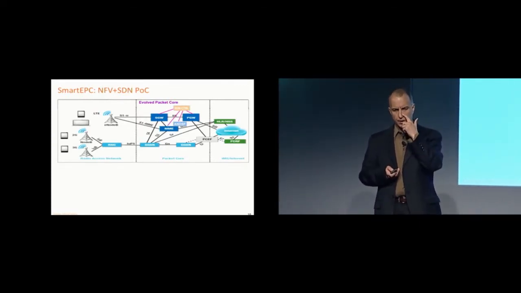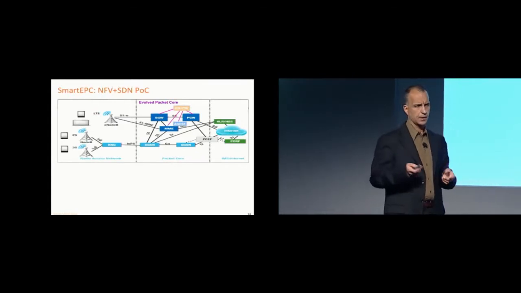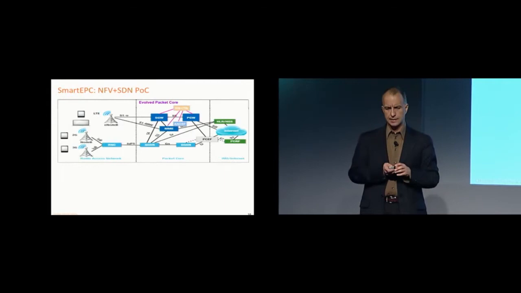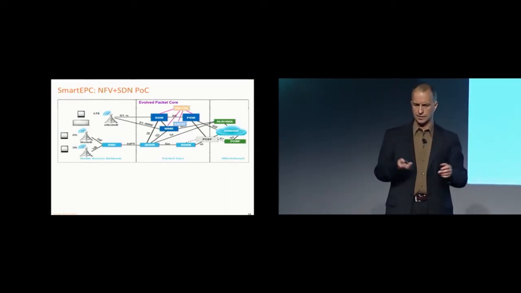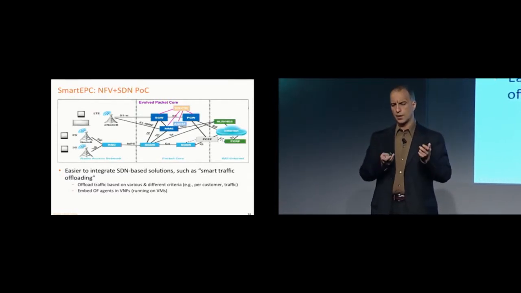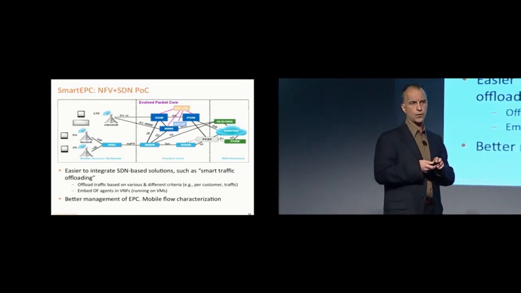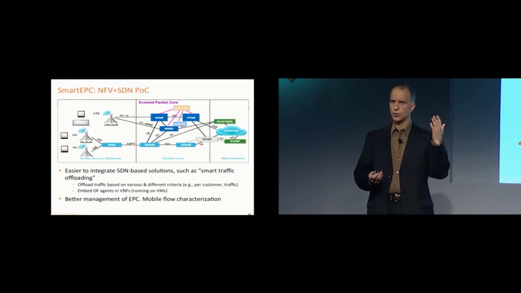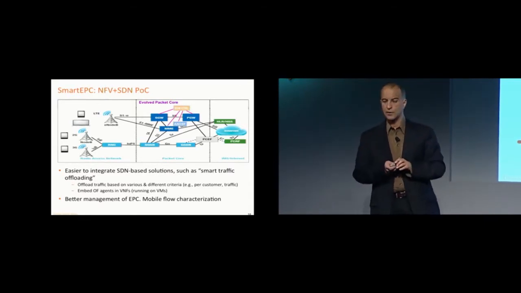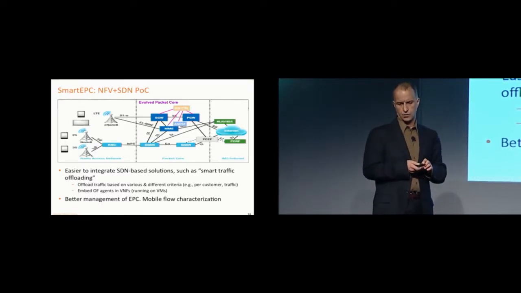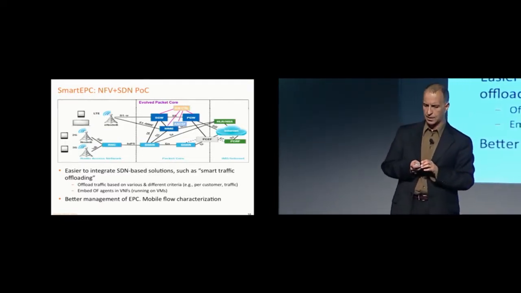The other thing we have been working on today in our office here is the smart EPC, where you can actually implement SDN type of solutions in your network. This is a POC where you can run, for instance, OpenFlow agents within that EPC architecture to do traffic offloading. Because everything is done in software, you can pick and choose what criteria you want to use to redirect mobile traffic flows in your network. So that leads to better management of the EPC.